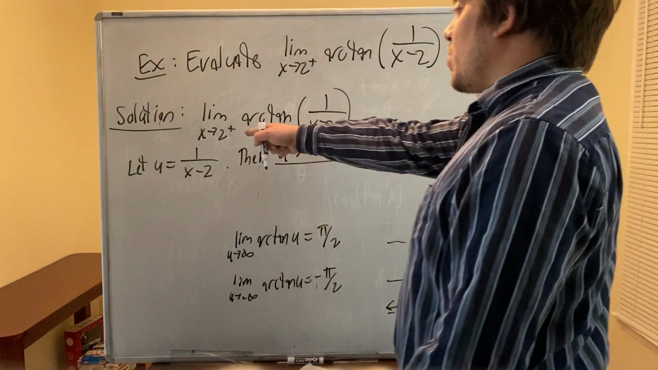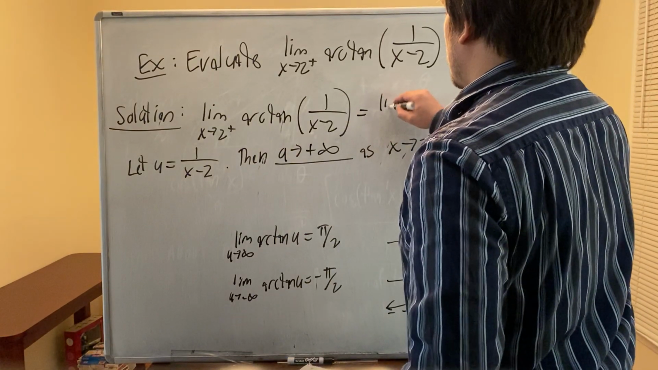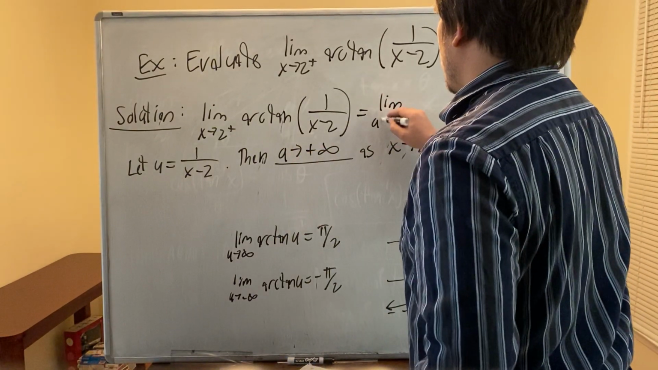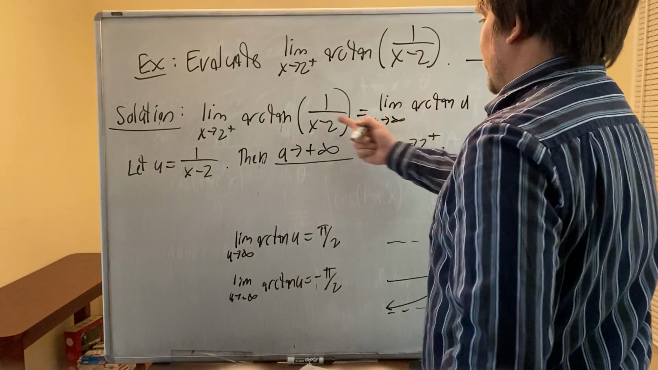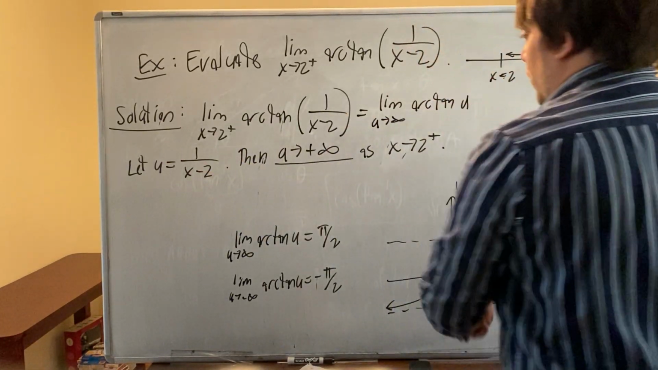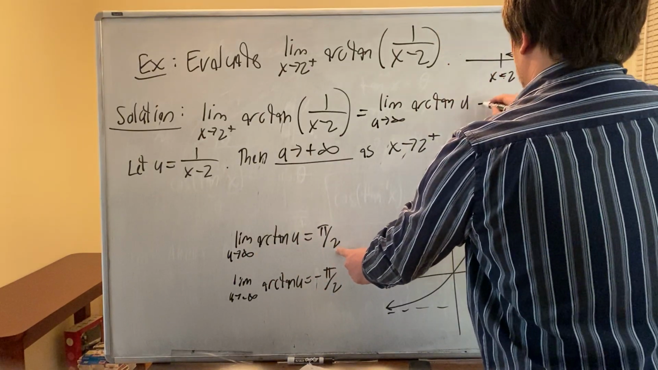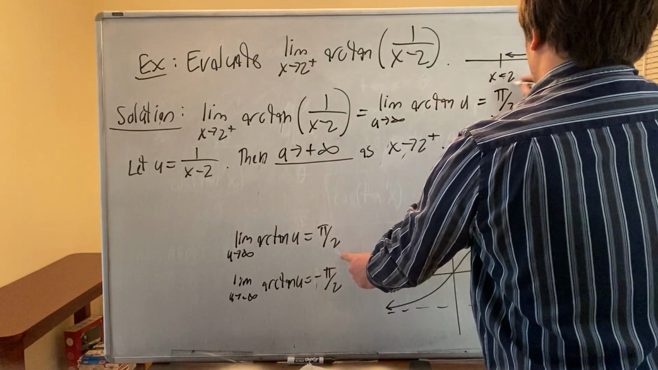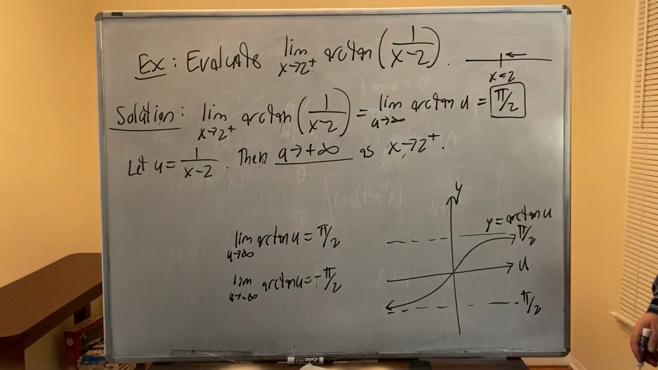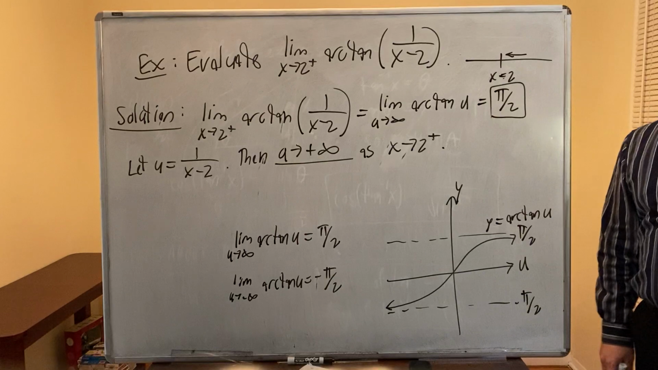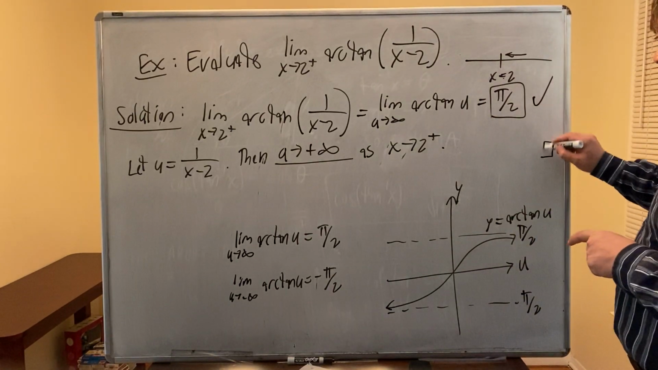And so the limit as x approaches 2 to the right of arctan of 1 over x minus 2 is equal to the limit as u approaches infinity of arctan of u. And what's the limit as u approaches infinity of arctan of u? It's equal to pi over 2 from the picture and from that equation. So the final answer is that the limit as x approaches 2 to the right of arctan of 1 over x minus 2 is pi over 2. And the problem's solved.